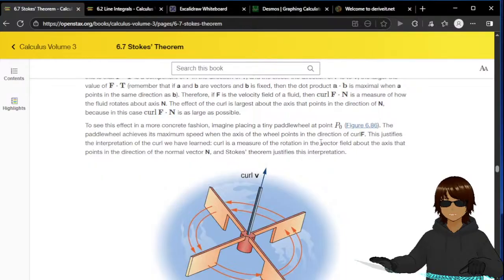Curl is a measure of the rotation in the vector field about the axis that points in the direction of the normal vector N. Stokes' theorem justifies this interpretation.